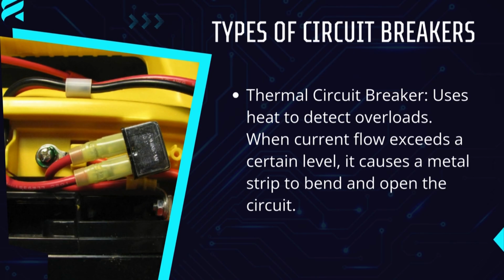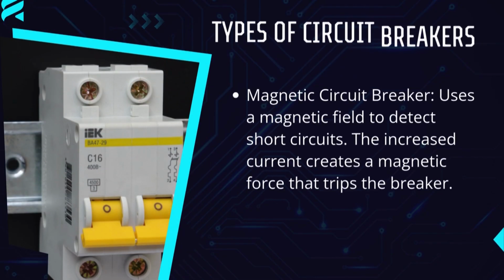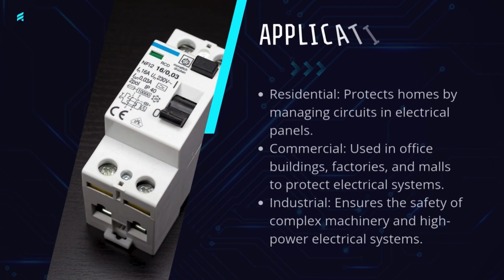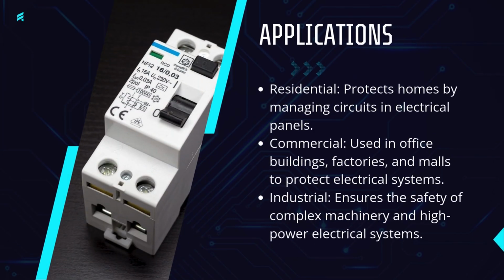When the current exceeds a certain level, it causes a metal strip to bend and open the circuit. In the case of a magnetic circuit breaker, it uses a magnetic field to detect short circuits. The increased current creates a magnetic force that trips the breaker. There is also a combination circuit breaker, which combines both thermal and magnetic features, providing protection against both overloads and short circuits. Circuit breakers are used in residences, commercial places, and industrial places.